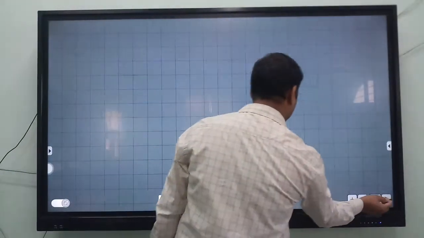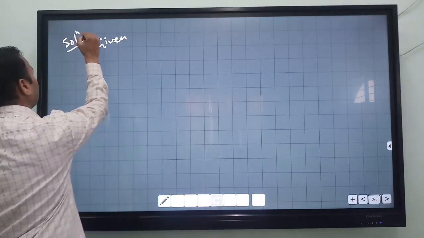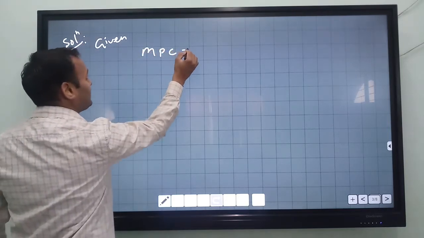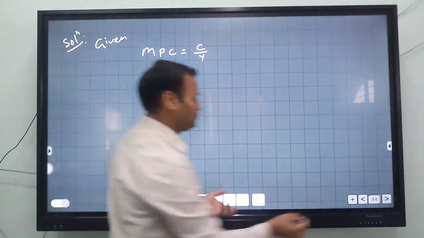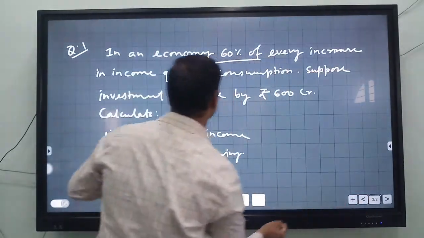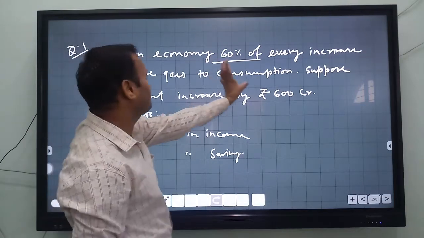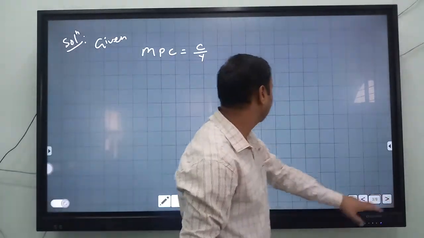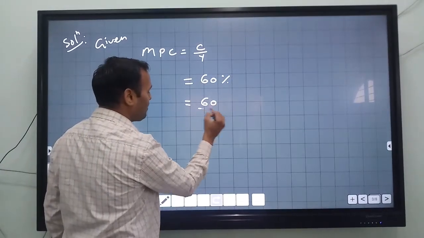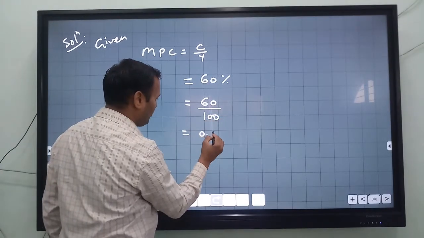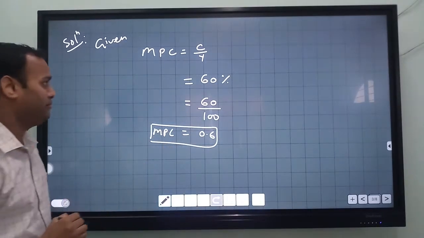MPC is what? MPC is equal to consumption C upon Y. So consumption goes to the what? Consumption goes to the income. 60% of increase in income goes to the consumption. So income goes to consumption is how much? 60%. So MPC is 60%, that is 60 upon 100, that is 0.6. This is the value of MPC.